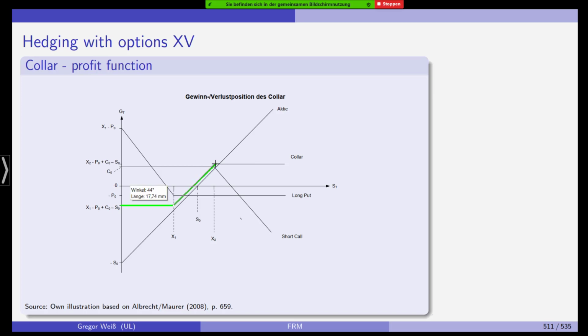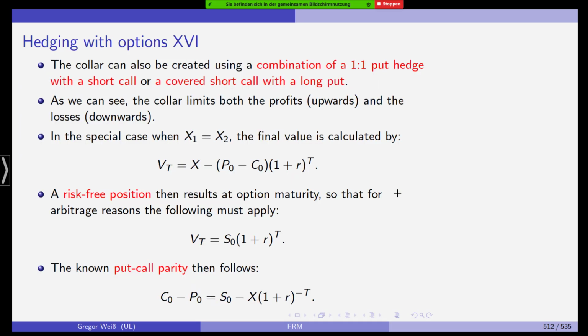We have to buy the underlying for S0. We have to invest in the options, so we get C0 for the short call. We have to buy the put, so it's minus P0, and that's your collar. The collar can also be created using this combination of a 1-to-1 put hedge with a short call, or a covered short call with a long put. And as we can see, the collar limits both the profits and the losses.